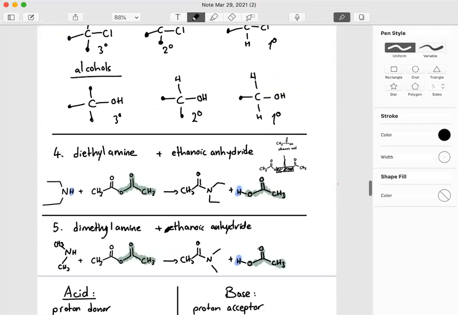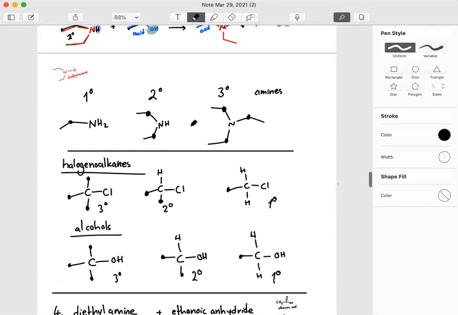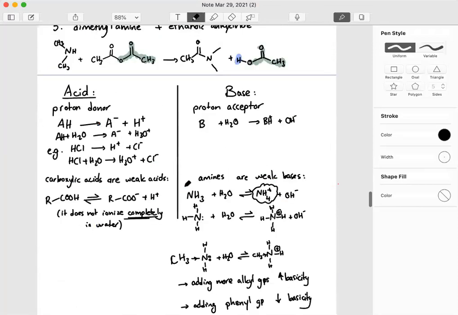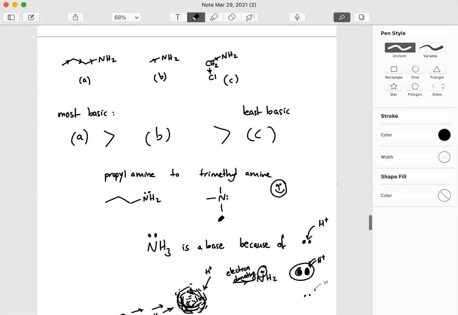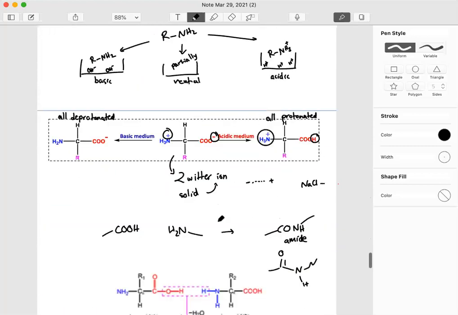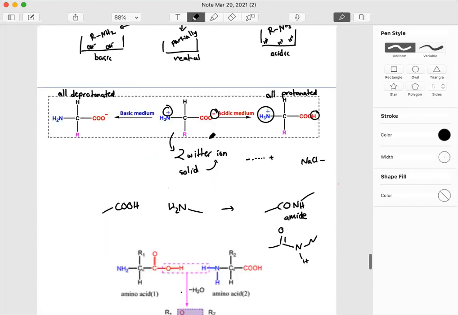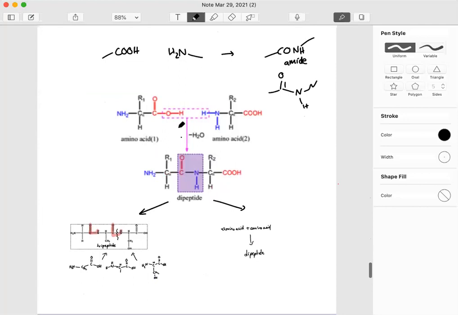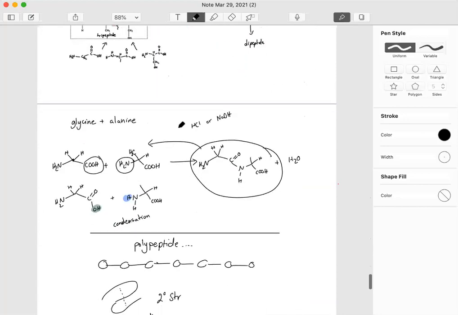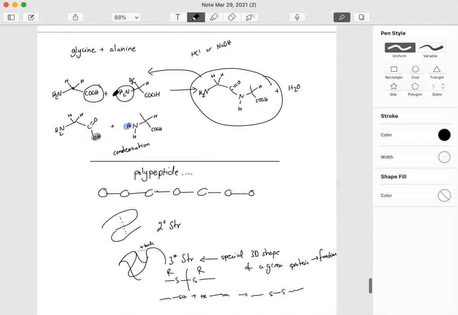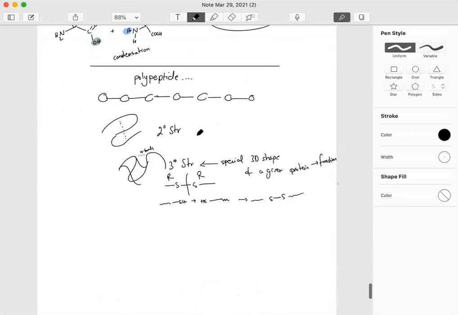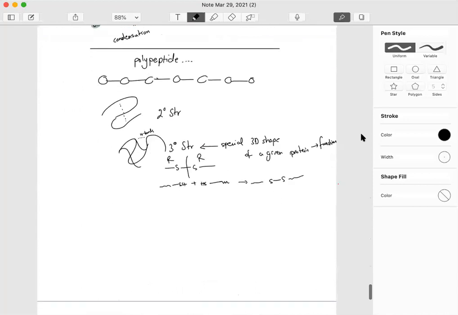We also covered lots of information about amines. We talked about primary, secondary, tertiary. We talked about amines as bases, strong and weak. And then we talked about the amino acid, how to make an amino acid and why it's a Zwitter ion in nearly neutral medium. And we also talked about how to make dipeptides and more, and very briefly how to make a protein.